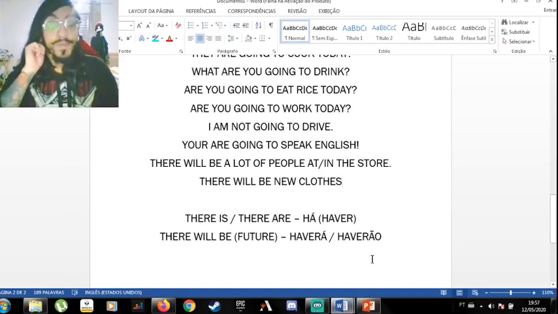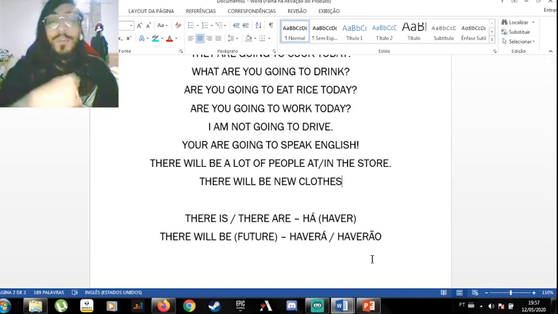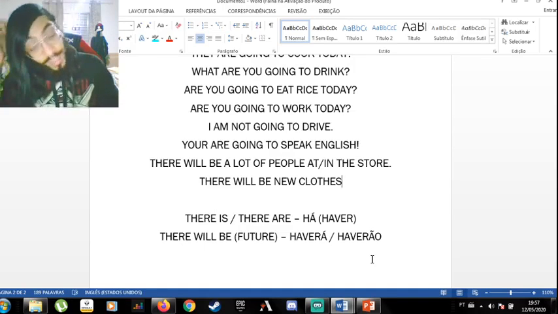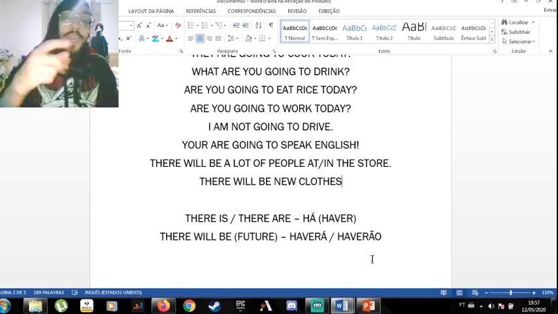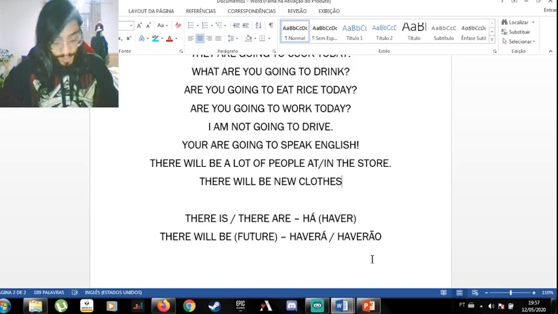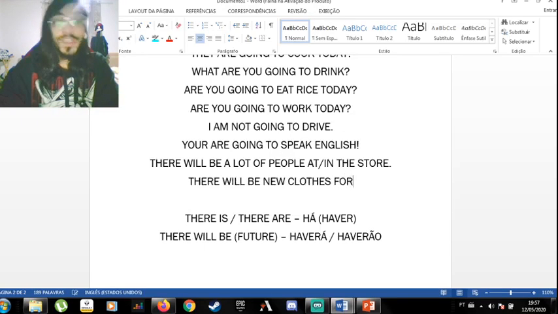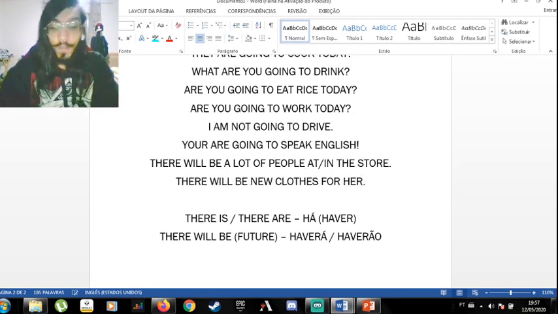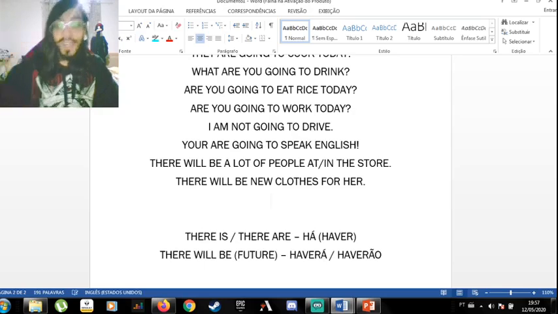Então aqui, ó, só confirmando o meu erro, eu tinha falado que era muitas roupas, né? Mas na verdade é roupas novas. Então eu troquei para new clothes. Para ela seria for her, ok? Então there will be new clothes for her. Então haverão, né? Roupas novas para ela. Certo, pessoal? E a última frase, né?